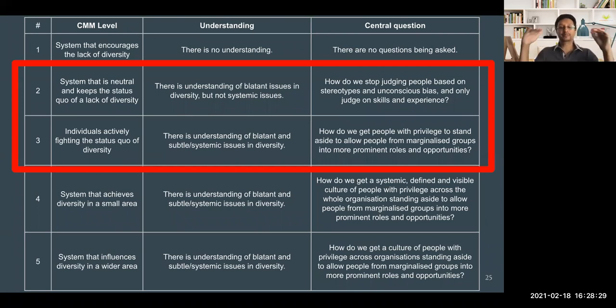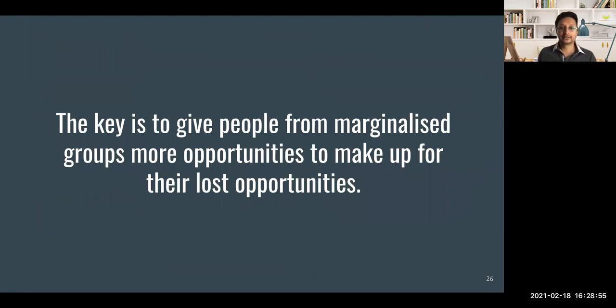So I'm really talking about an organization moving from level 2 to level 3. Because if you're going from level 3 to level 4, then you're just trying to systematize what you're doing on level 3. I like frameworks. So if you're wondering why I decided to do that, I just like frameworks, which just happens to be a table, but it's everything around it that actually allows people to make good decisions going forward. So again, the big thing for me is the key is to give people from marginalized groups more opportunities to make up for the lost opportunities.